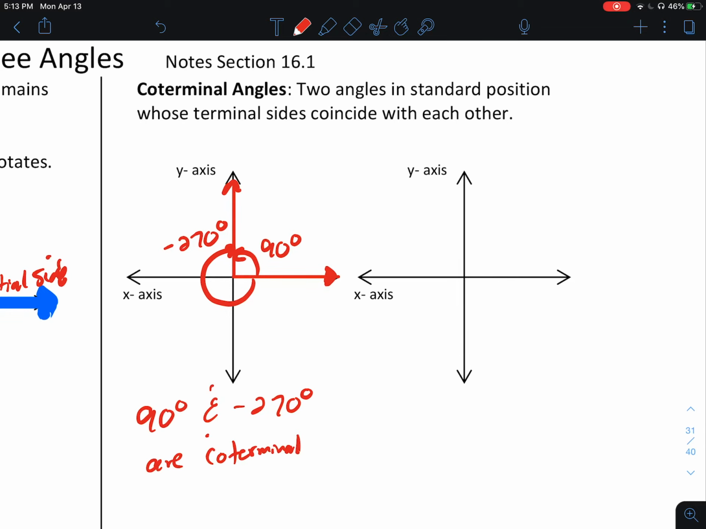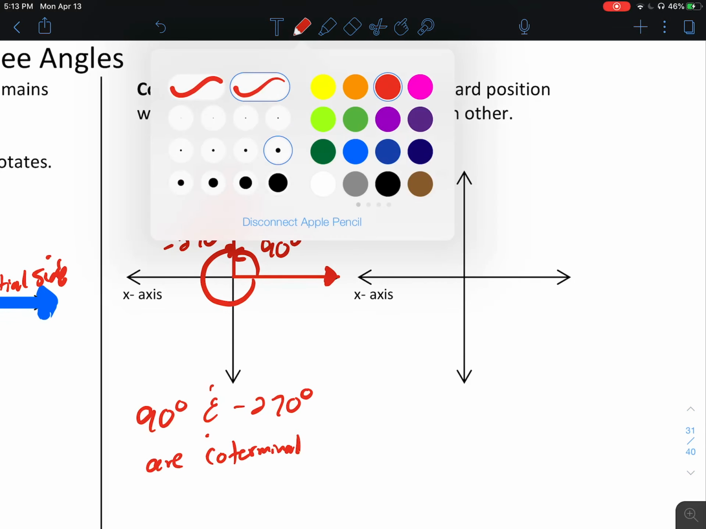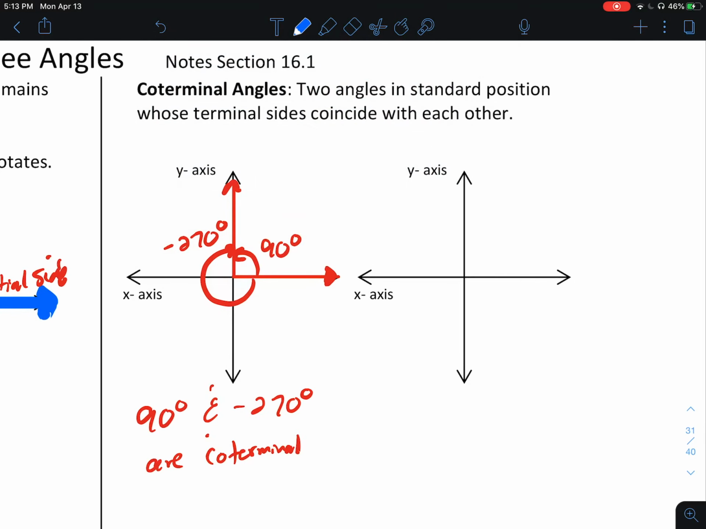Another example. Let's say that we have an angle here. So we have this angle here in standard position, and it falls into quadrant 3 so that it makes a 225-degree angle.